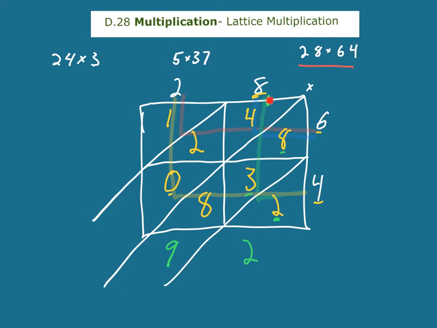So I end up with 19. I put my 1 up here, so I've got to add 1 plus 4 plus 2 plus 0. 1 plus 4 is 5, plus 2 more is 6. So now I put my 6 here, and 1 plus nothing is 1. My answer then is going to be 1,692. Hopefully that helps with your lattice multiplication.